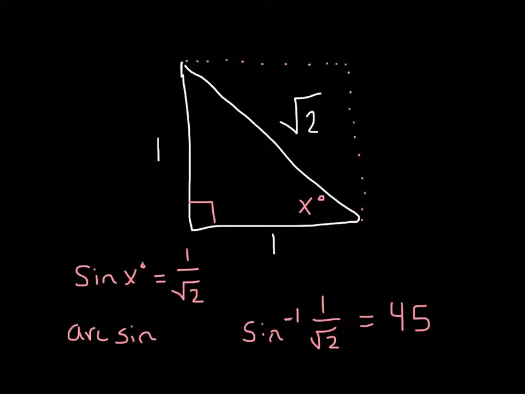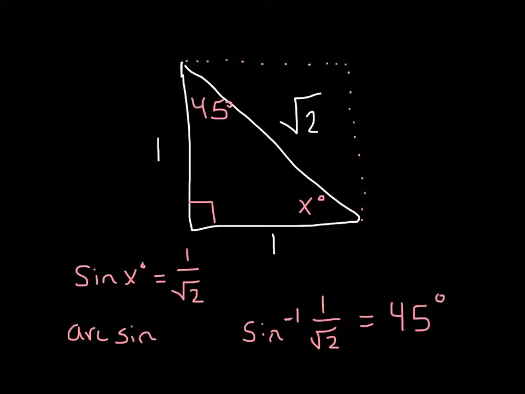So I'll type in the inverse sine of 1 divided by the square root of 2, and it pumps out the angle 45. The computer tells me right away that the angle must be 45. And that's not rocket science, right? We already knew that that was 45 degrees. But that's what the inverse function tells us.